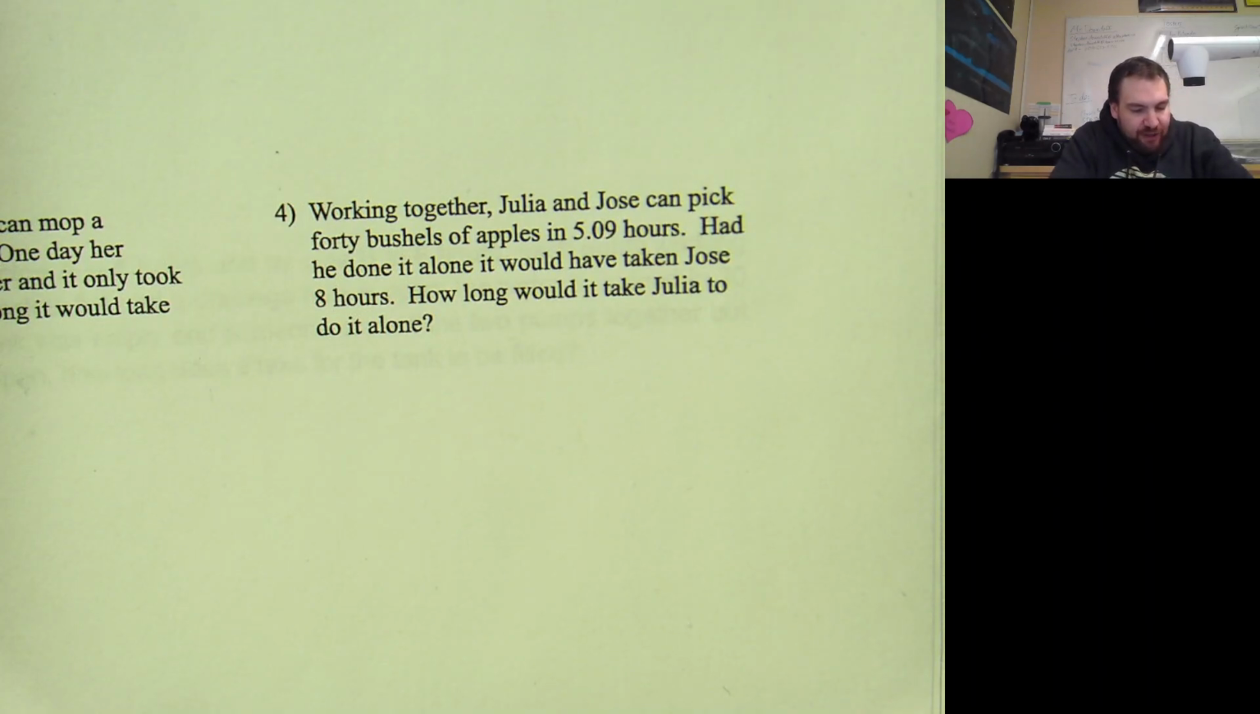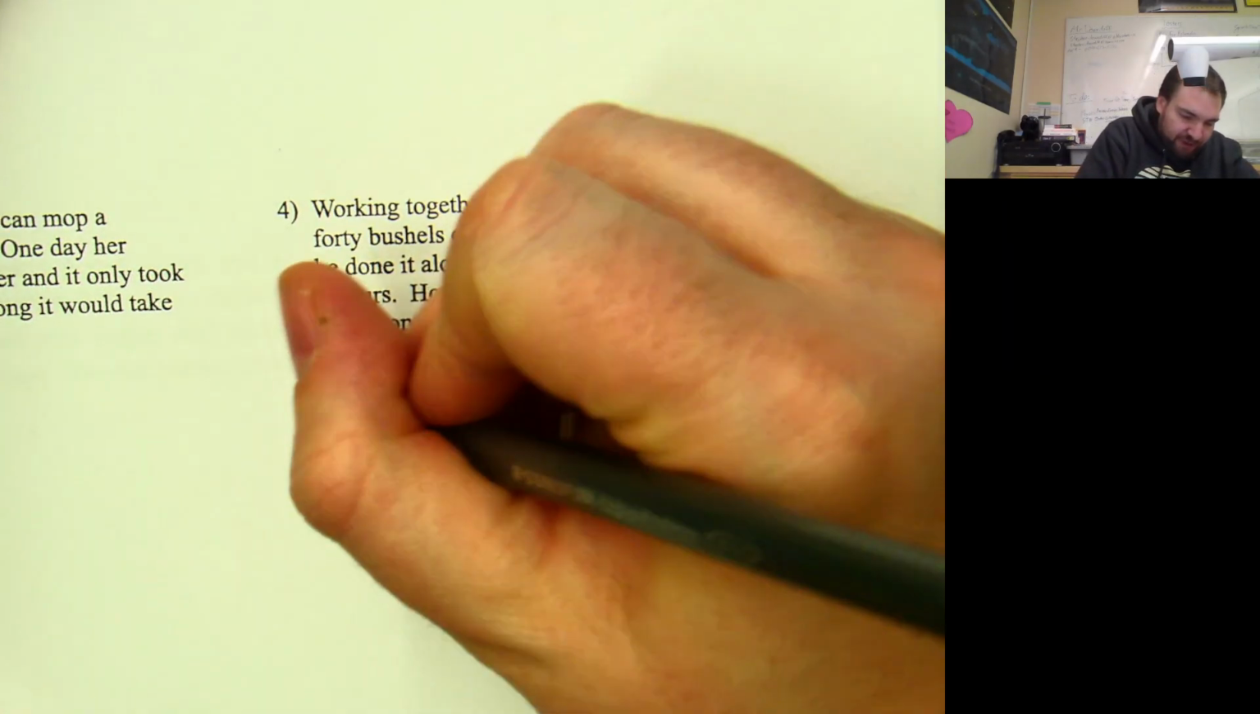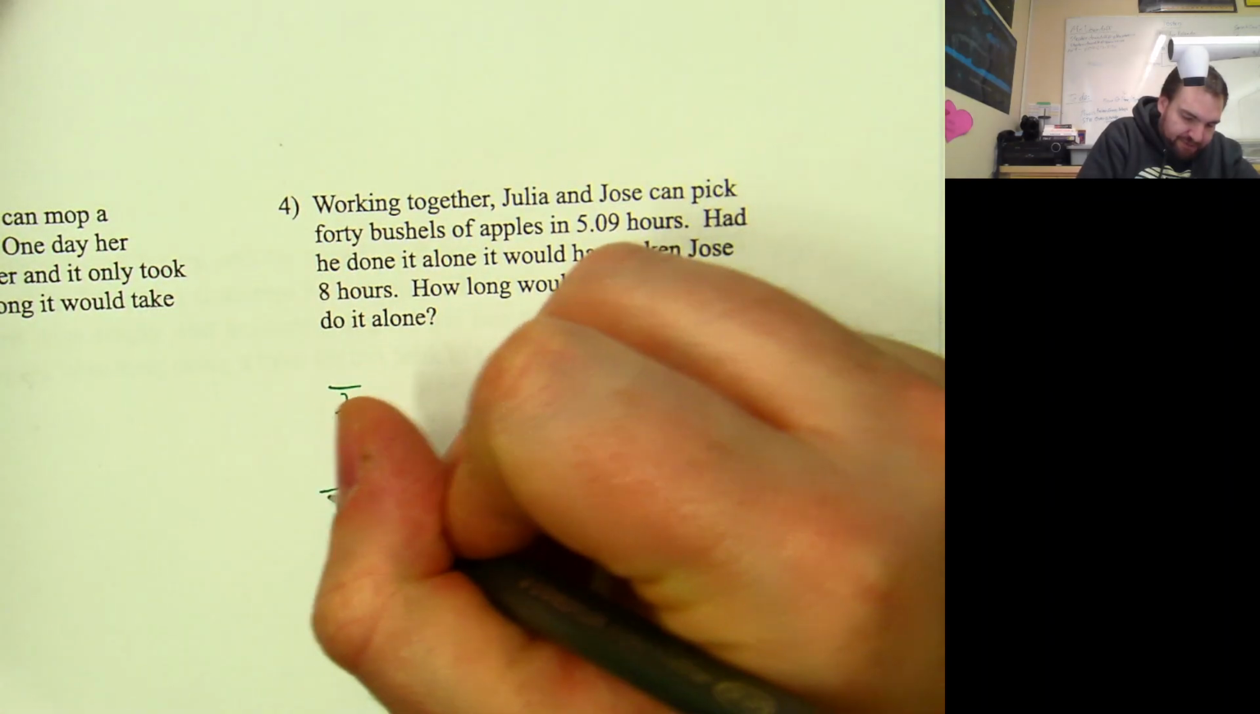Working together, Julia and Jose can pick 40 bushels of apples in 5.09 hours. Had he done it alone, it would have taken Jose 8 hours. How long would it take Julia to do it alone? So we set up our chart like we did before. We've got Julia and we've got Jose.